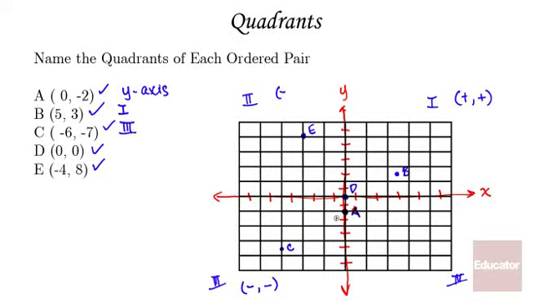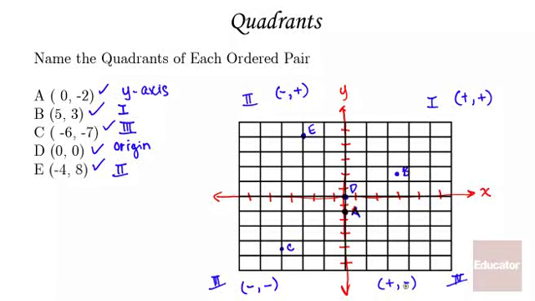D, 0, 0 is not in a quadrant, and it's on both the x and y axis, and that's a very special, unique point, and we'll call it the origin. And lastly, E is negative and positive. So it's to the left and up, and that's quadrant 2. And the last quadrant, which we don't have a point in, is positive and negative.